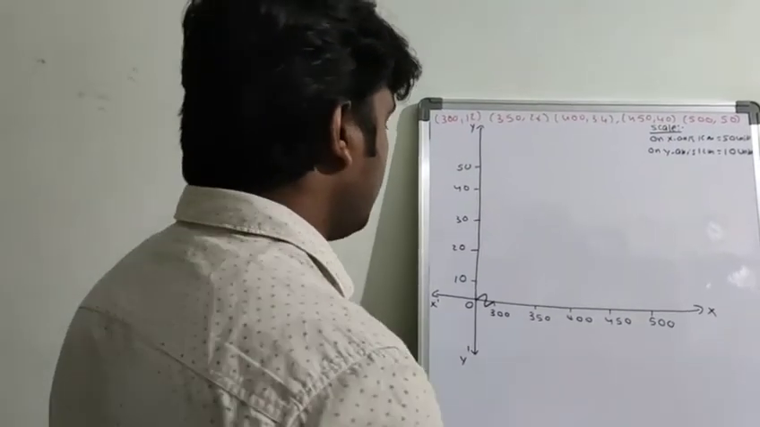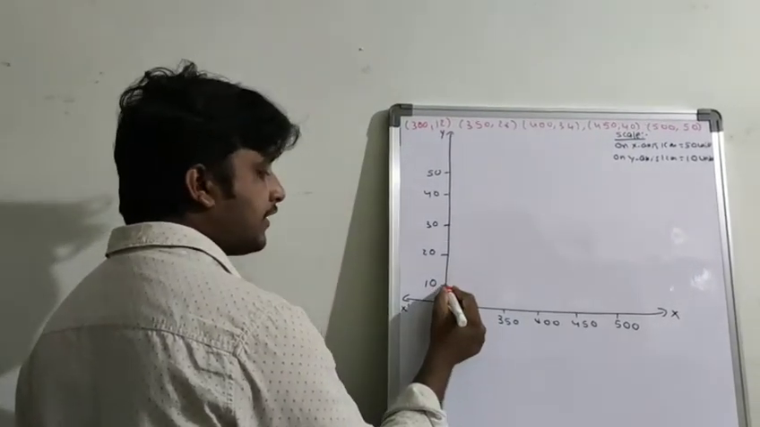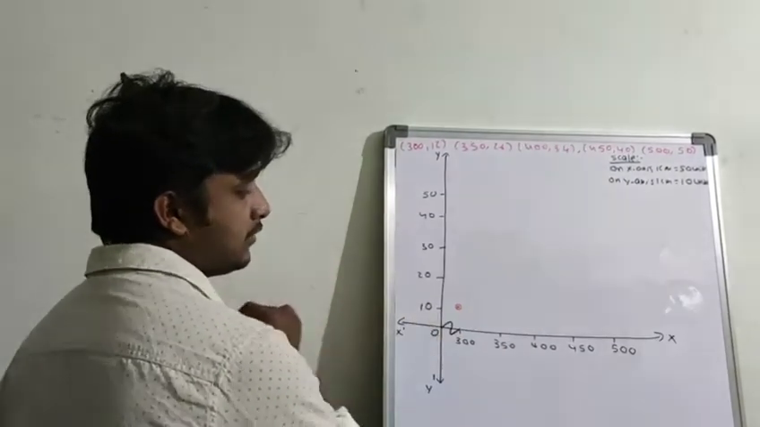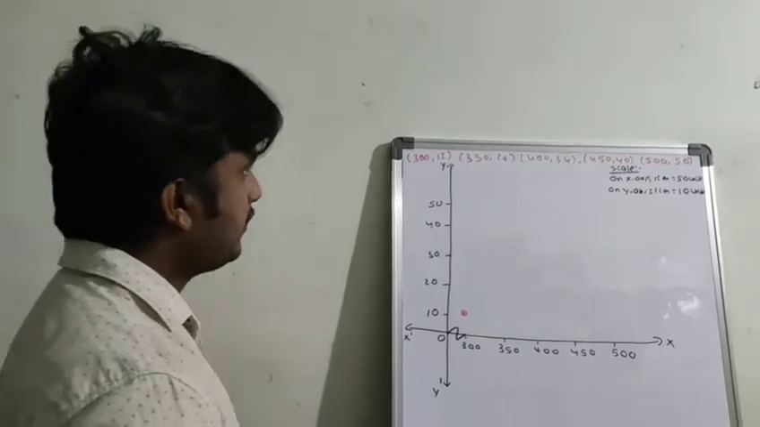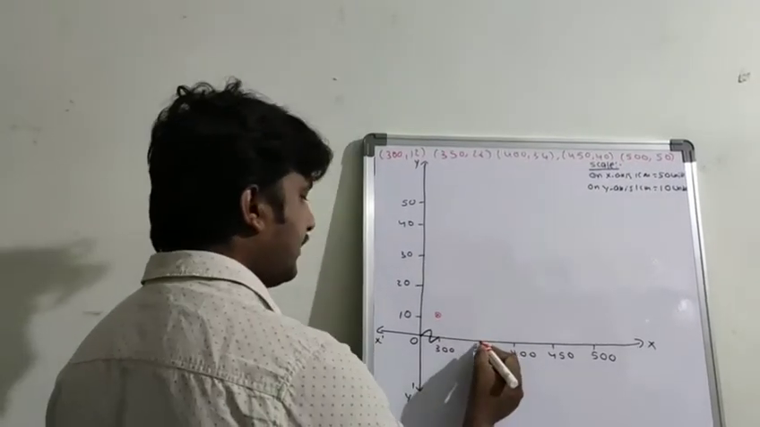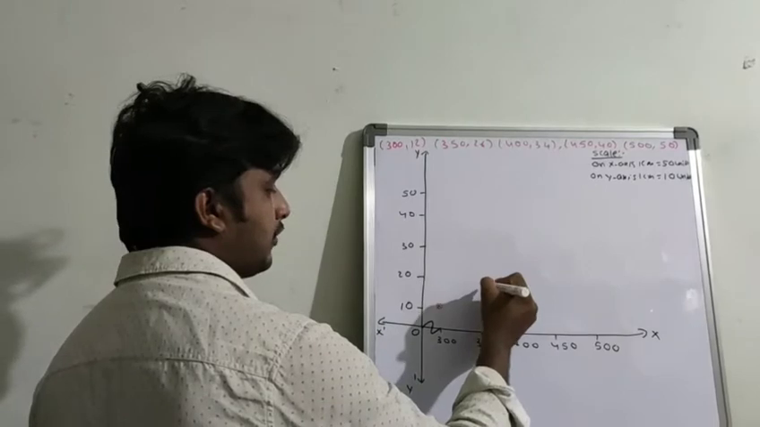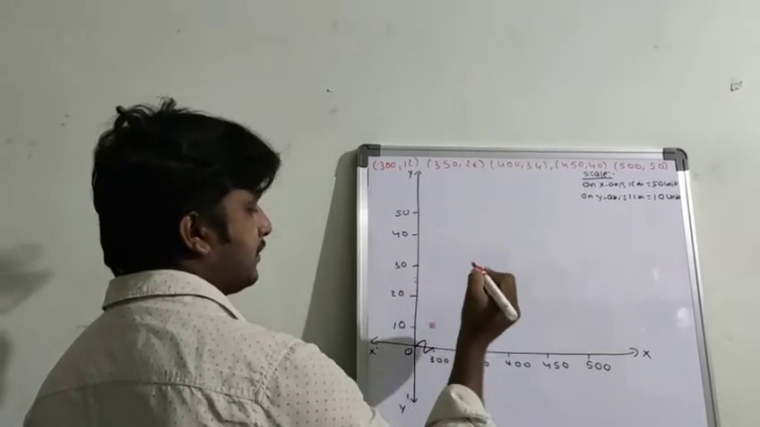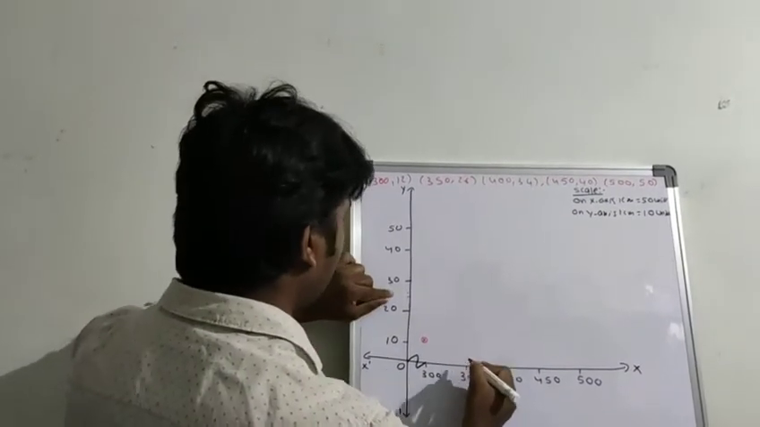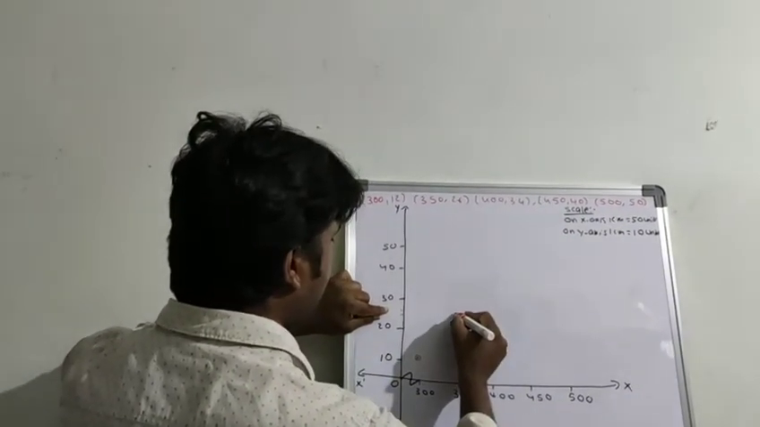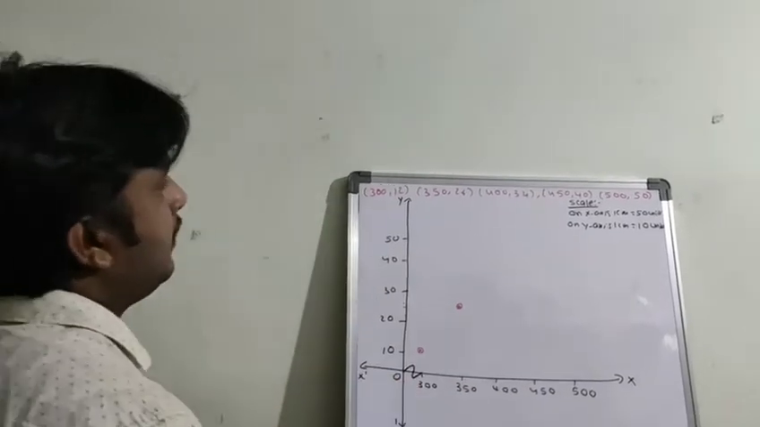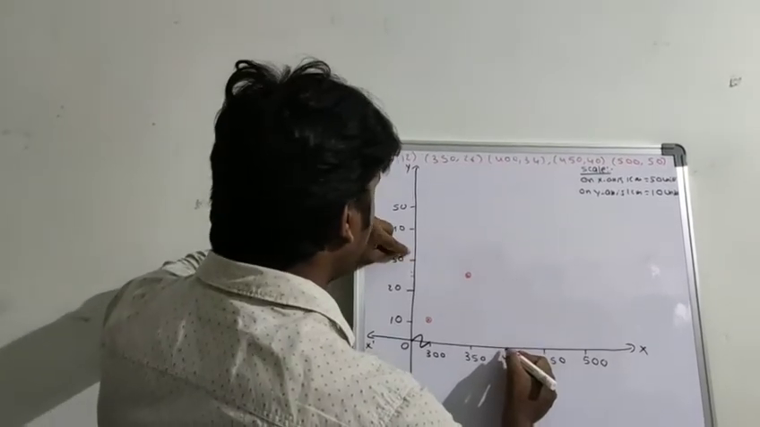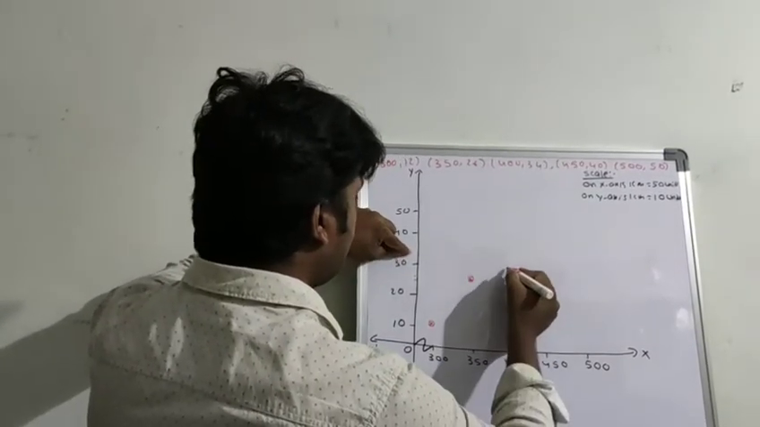So 300 comma 12. On the x-axis 300, and 12 means after 10, two lines. This is the point. Afterwards the next point is 350 and 26. After 26 you have to take it, so 1, 2, 3, 4, 5 and 6 somewhere. 350, 26 may be here. Next 434, which means 1, 2, 3, 4 lines here. 434.